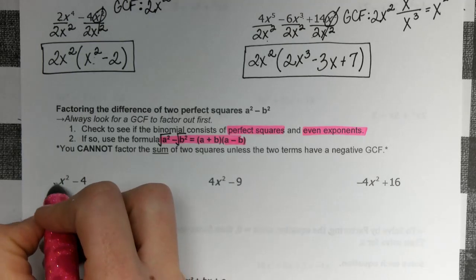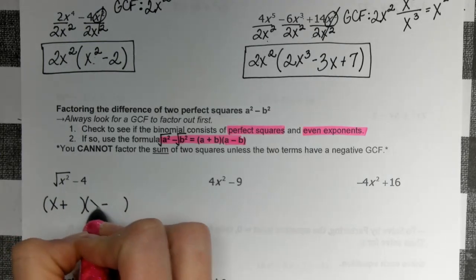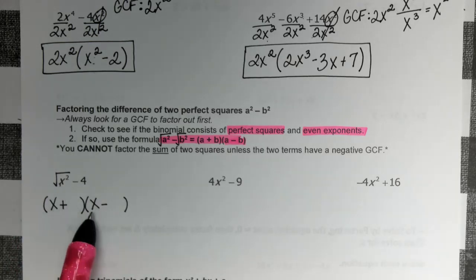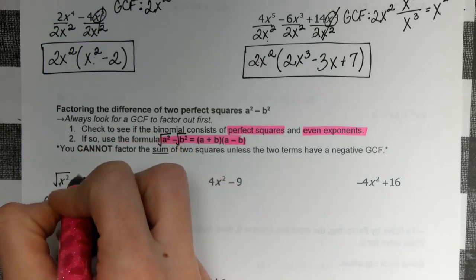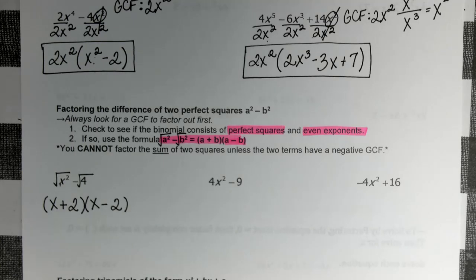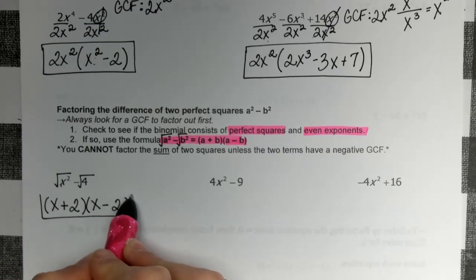Okay, I'm going to take the square root of x squared, and all I'm doing is splitting that x squared into x and x. It's my first term in my original problem. It becomes the first term in both of those parentheses. Okay, then I take the square root of 4, and that is 2. So I put 2 as the second term. And there's my x plus 2 times x minus 2.